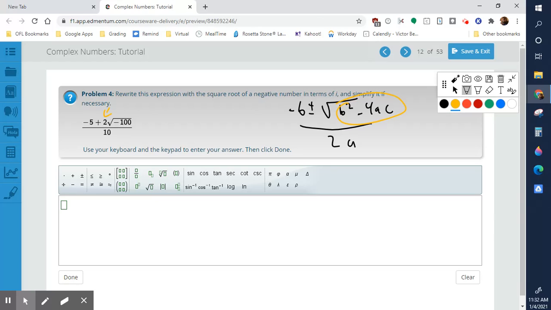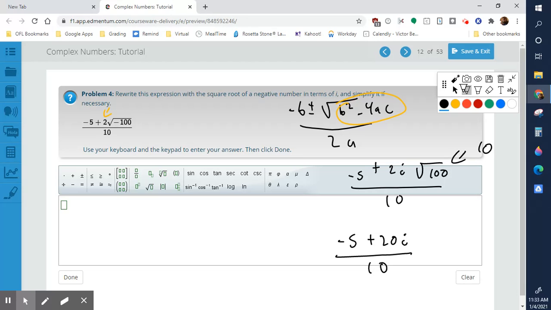So we're going to deal with what happens with that negative 100. Shouldn't be too bad. First things first, bring down the -5 plus 2. We're going to put a little i here, square root of 100. Well, the square root of 100 is 10. So this ends up being -5 plus 20i, because this is going to be our 10, 10 times 2, all over 10.